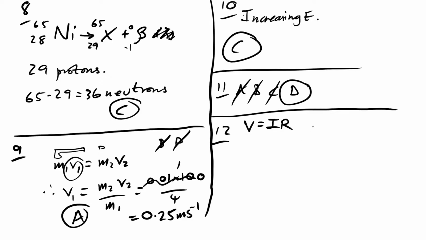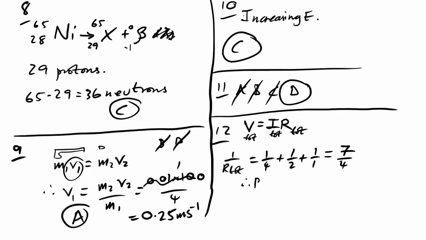I think it's always best to use V equals IR. So let's do V equals IR for total values first. What's our total going to be? 1 over 4 plus 1 over 2 plus 1 over 1. In other words, 7 over 4. Therefore our total is 4 over 7, and that ends up being 0.57 ohms.